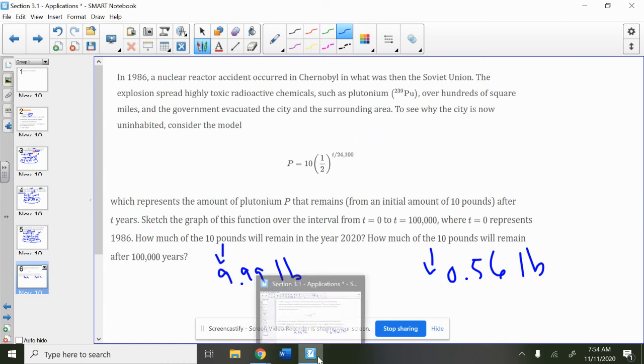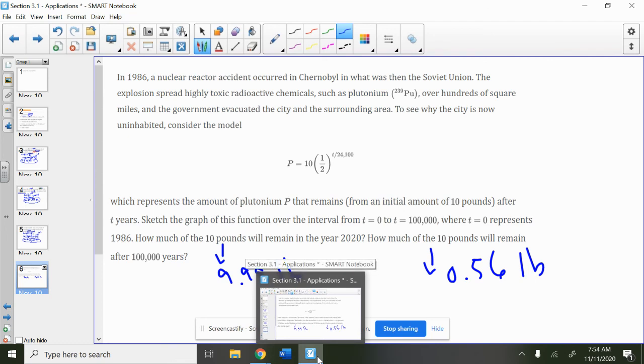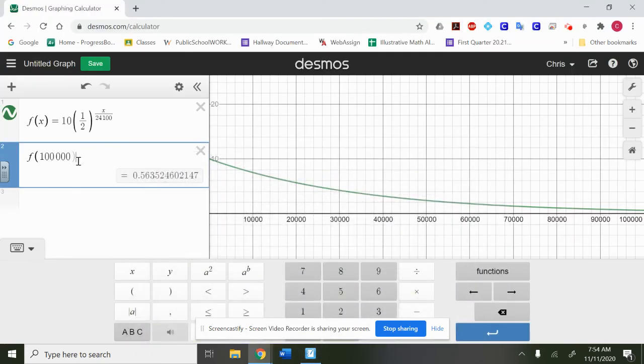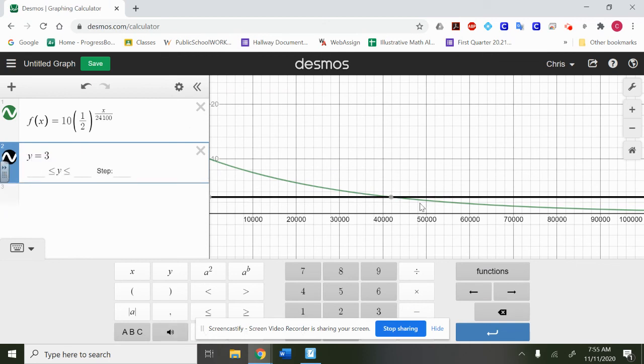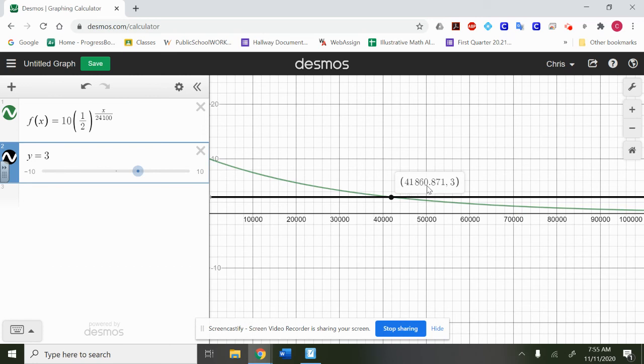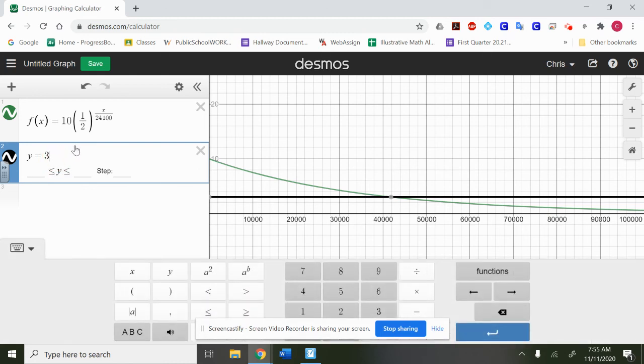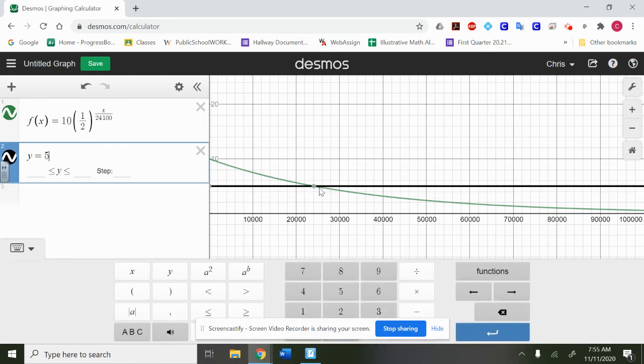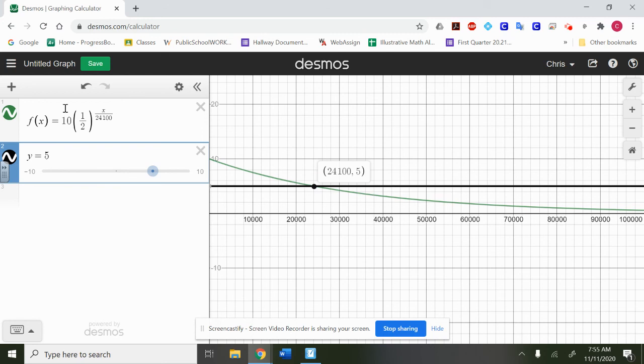You could also do a problem that says, how many years would it take to go down to, let's say, 3? So when would y equal 3? That would take 41,860 years in order for it to go from 10 down to 3. How long would it take to be 5? Because half of 10 is 5, it's going to take that half-life. So those are different ways you can use these in a few different applications that we'll talk about on exponential functions.